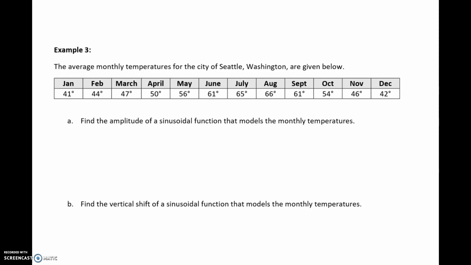So the first question it's asking is, what is the amplitude? What would be the amplitude of this function? Well, let's look for our maximum value. Our maximum value is right here in August, which is 66 degrees. Then our minimum is down here in January, which is 41. Remember, to find my amplitude, I'm simply going to take 66 minus 41 and divide it by 2. So I'm going to get 25 over 2, or my amplitude is 12.5 degrees.